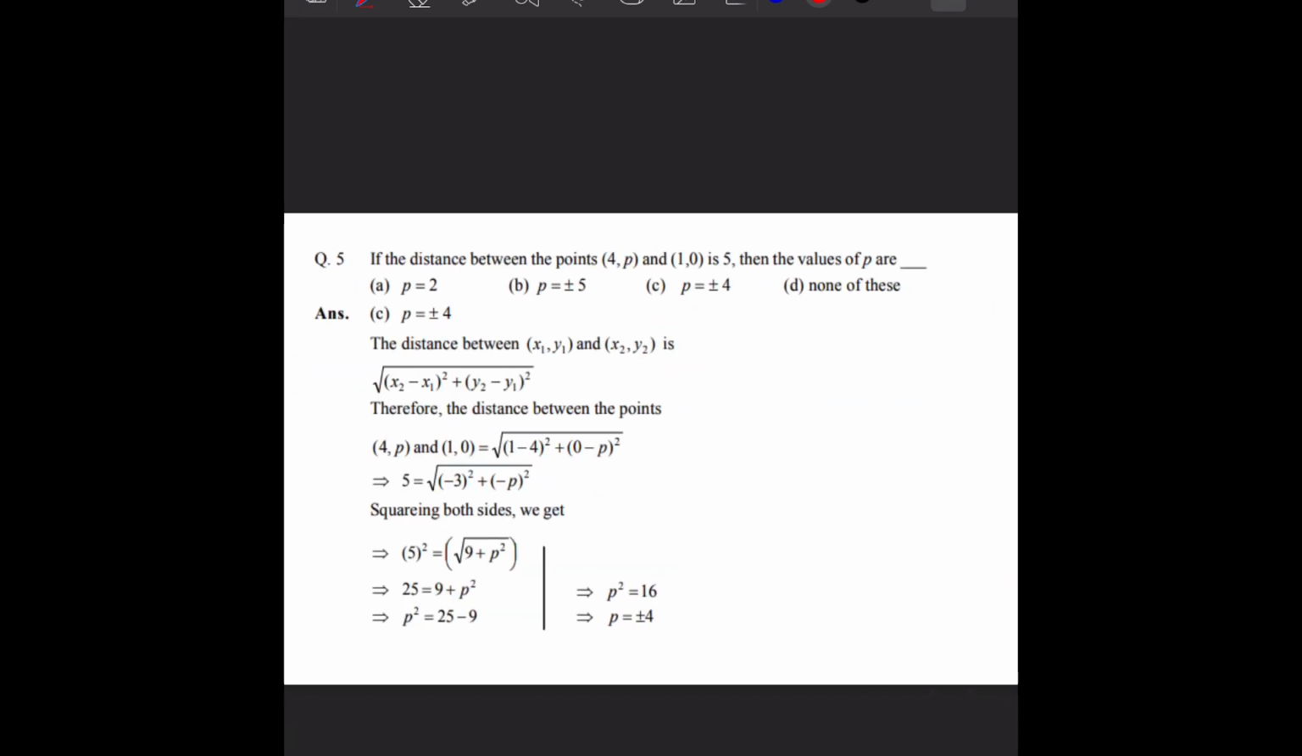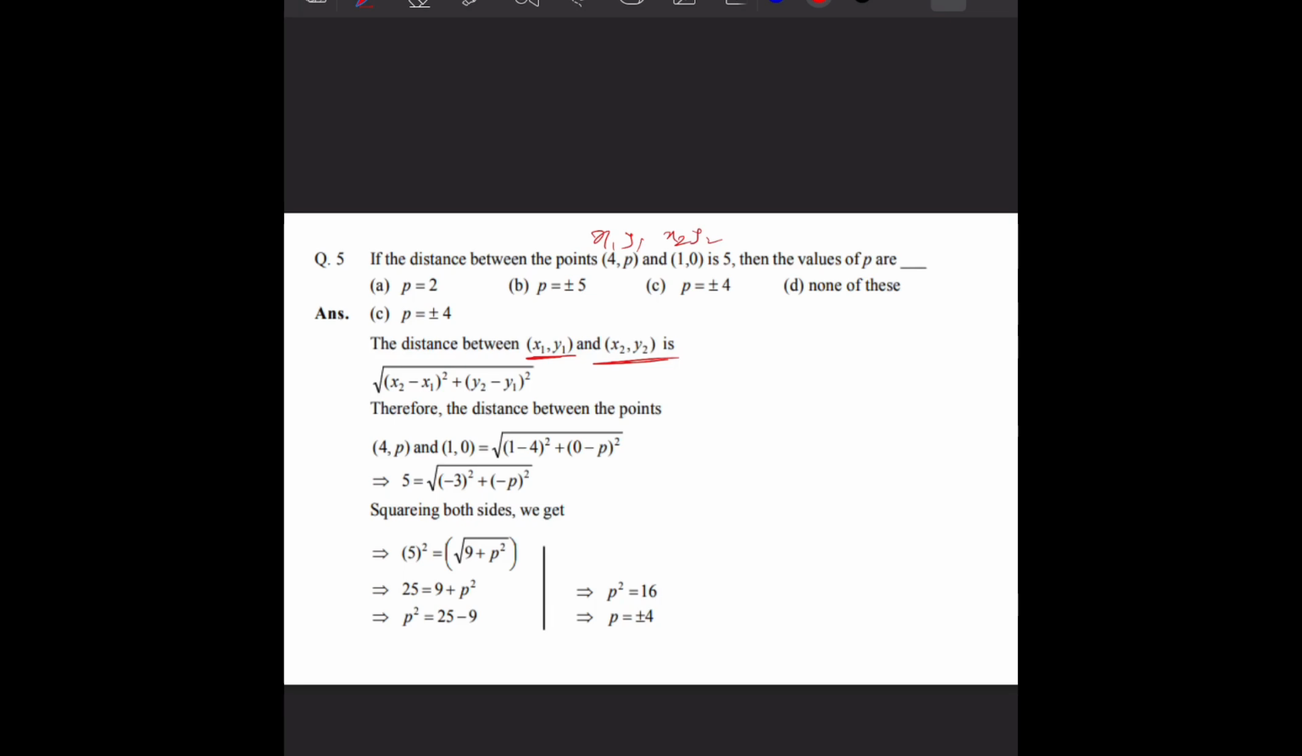If the distance between the point 4, p and 1, 0 is 5, then the values of p are. We all know distance formula. What is distance formula? अगर आपके पास दो पॉइंट्स है x1 y1, x2 y2, तो what will be the distance formula? Under root x2 minus x1 का whole square plus y2 minus y1 का whole square. Therefore, the distance is, I'll consider 4, p as x1 y1. I'll consider 1, 0 as x2 y2.